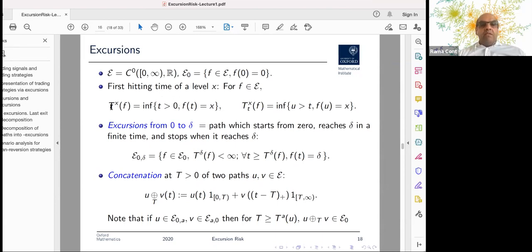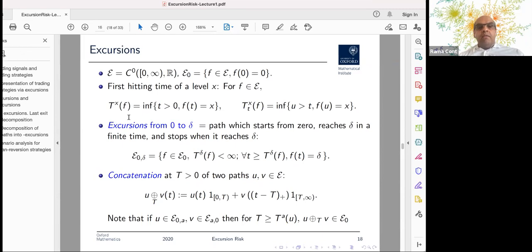So now let's call Tx of f, where f is such a path, the first hitting time of the level x. If it's not a continuous path, it will be the first exit time from minus infinity to x, so the first time you go above x. But for a continuous path, it's the same. And that's the only notation I will use, in fact. You can also introduce the first hitting time after t, but I will stick to this one.